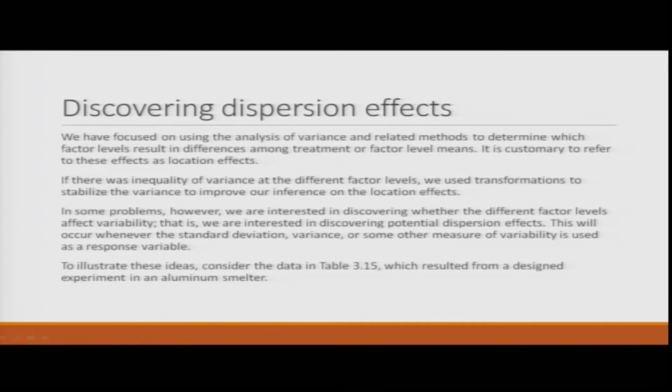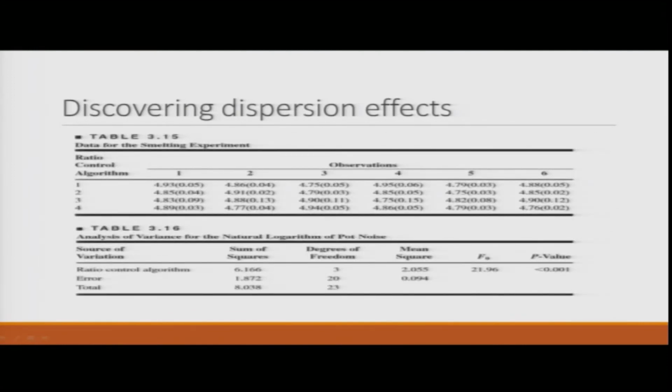To illustrate these ideas, let us consider the data as given, which results from a designed experiment on an aluminum smelter. So, you have the data for the aluminum smelting process, with the ratio control values numbered 1, 2, 3, 4, which is the first column in table 3.15. The observations are 6 in number for each row. They start from 4.93 and go to 4.88. I am only giving the first and the last value for the rows. Similarly, in the fourth row, the values are 4.89 till the last value, which is 4.76.